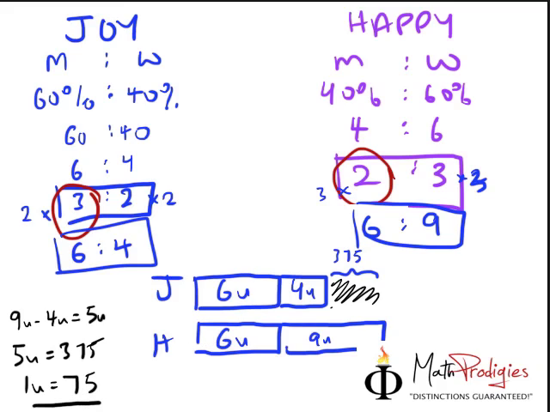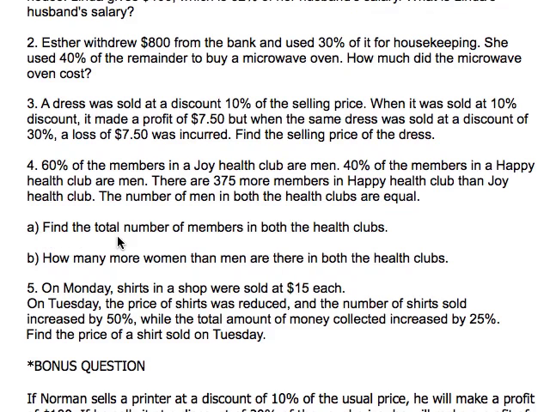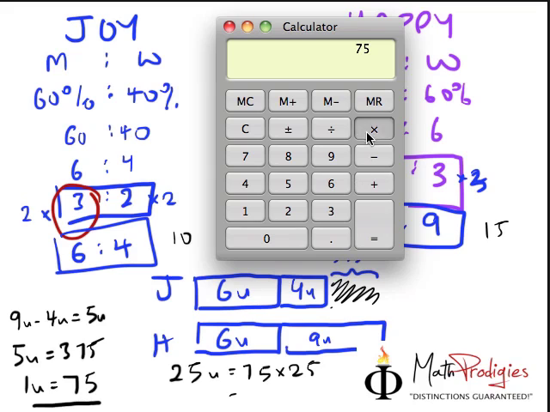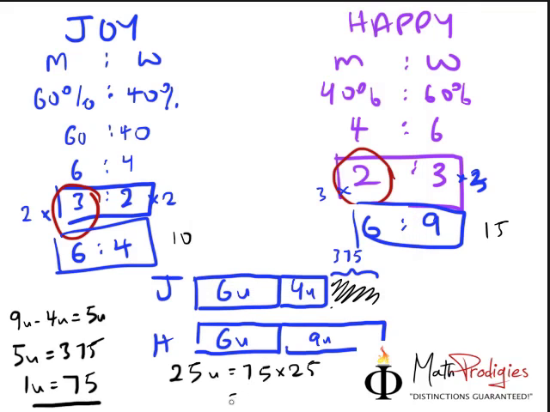When you know 1 unit equals to 75, can you find the answer? Yes, you can. They said find the total number of members in both the health clubs. So how many people are there altogether? There are 6 units, 4 units, 6 units, 9 units. So 6 units plus 6 is 12. 12 plus 4 is 16. Sorry, this is 10 units. This is 15 units. So we have 25 units. So there's 25 units altogether, which is equal to 75 times 25. And the answer is 1875. Okay, if you got that answer right, I'm going to give you a big high five because you are a math prodigy. Good job.